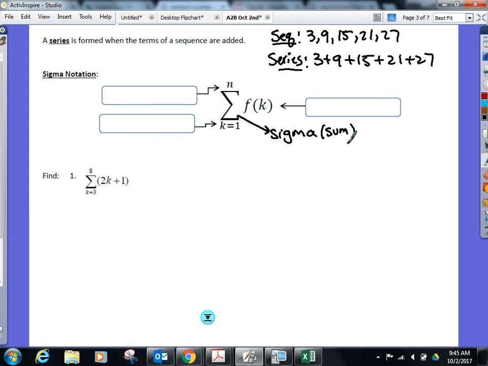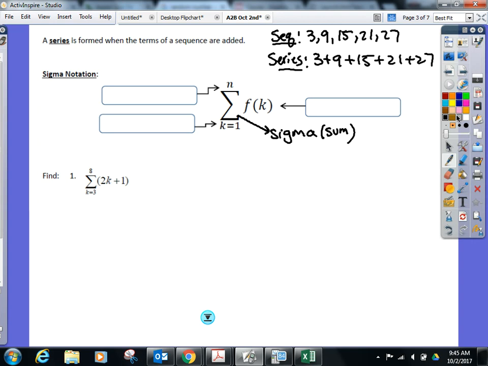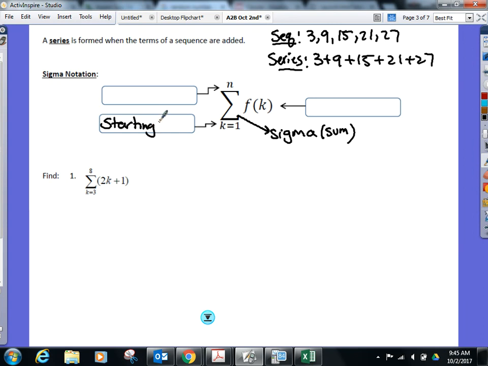Let me tell you each part. There's 3 main parts to the sigma. The first part is this bottom number here. That is my starting value. There's going to be a lot of plugging and chugging here. All right. At the end, there's a number on top. That is the ending value. And then there will be something to the right of the sigma. That is my function that I plug into. All right. Once you do a couple, you'll get pretty familiar with it.